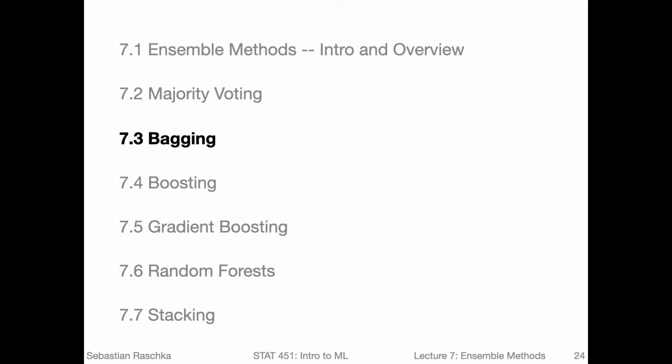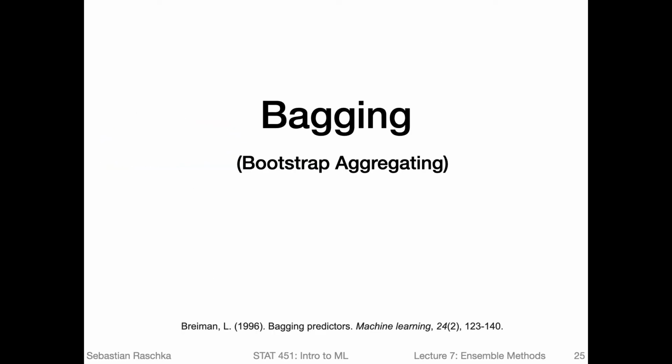After talking about majority voting in the previous video, this video will cover another fundamental ensemble method called bagging. Bagging is short for Bootstrap Aggregating, so the letters B and then the AGG. That's the inspiration for the name bagging, and it's related to bootstrapping.